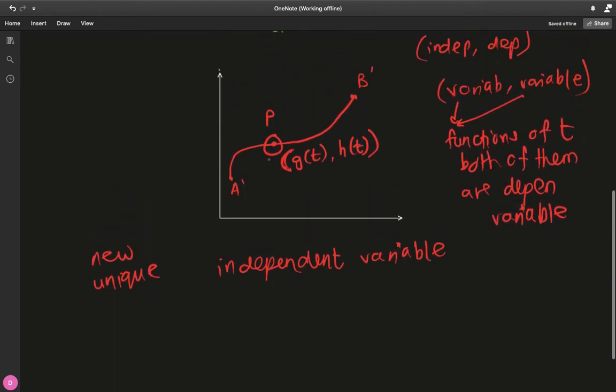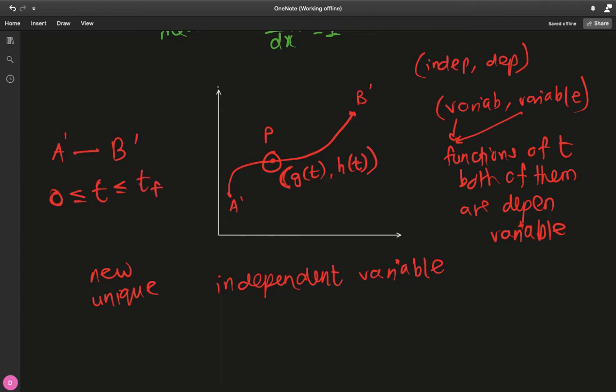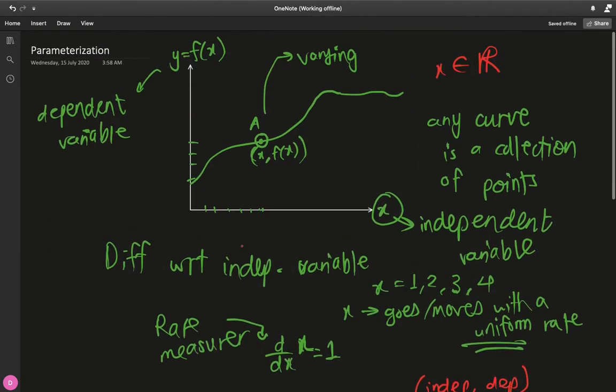Here we can actually specify what the starting point is. t starts from what number and ends at what number, because notice this curve goes from a prime to b prime, so we can have certain values, say 0 for t, and then some final value t sub f. We can let t range over these values. So this is what users or people who want to parameterize can define.